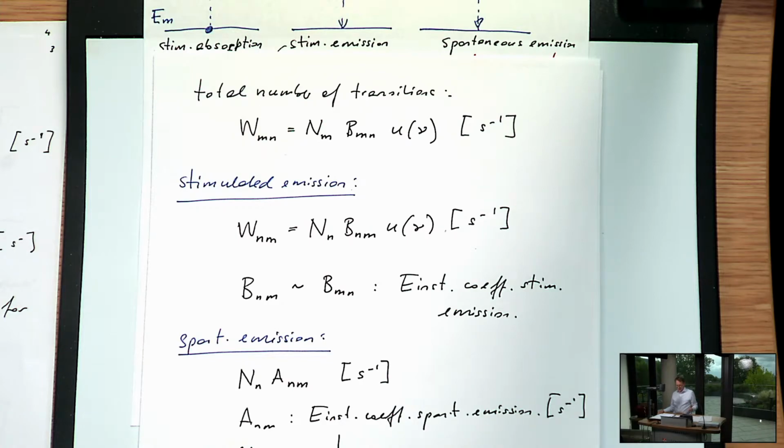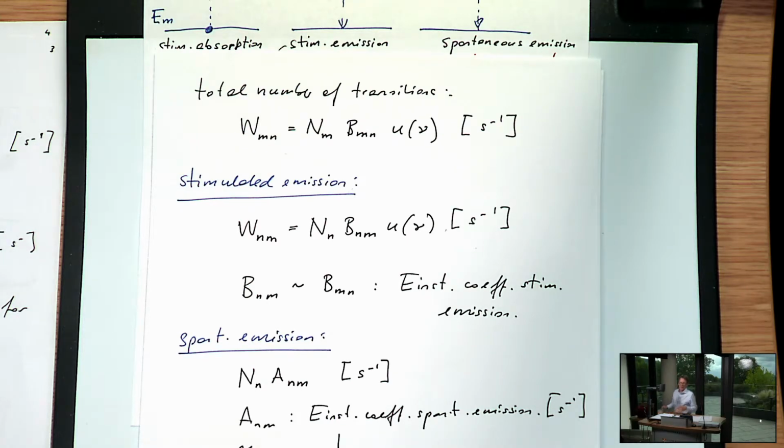And conversely, if it's very, very small, then the lifetime will be long, and it takes a long time for the population to come down, and the fluorescence signal will be correspondingly weaker per time interval. And this is called the natural lifetime, or the natural fluorescence lifetime, as it's called, tau_FL.